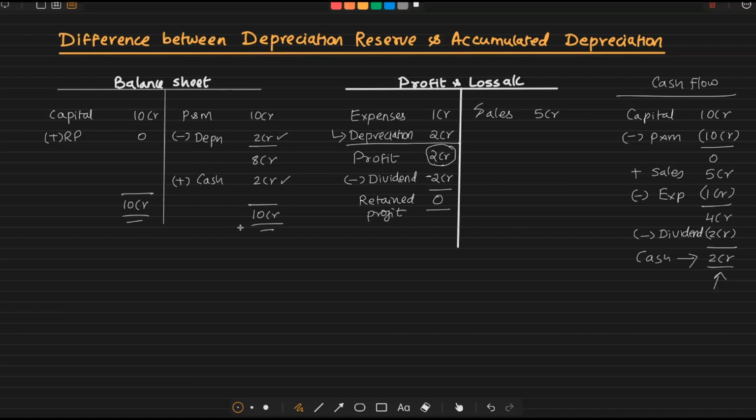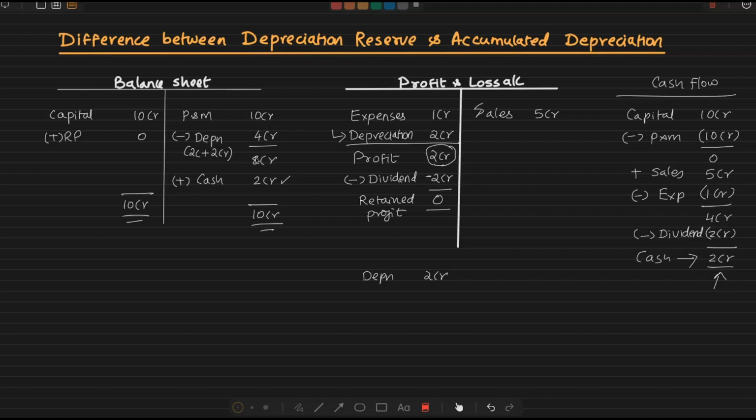Second year, what will happen? If I assume the same figures, what will happen in the second year? Again, another depreciation of 2 crore will be provided. And that 2 crore will get added to this depreciation balance. So, in depreciation, already you have 2 crore. With that, another 2 crore will be added. And this depreciation will become 4 crore, because this is basically the accumulated position. And what will be the reduced value of the asset now?